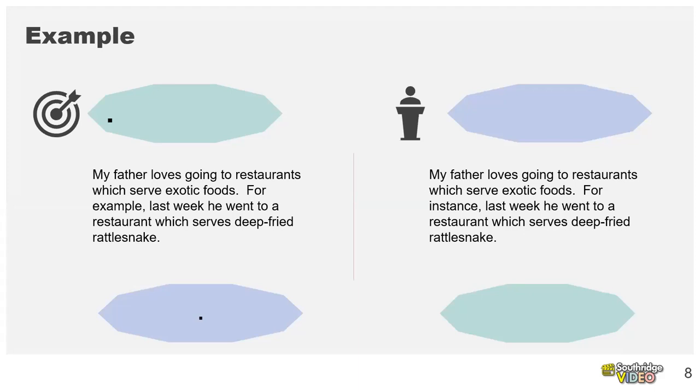Okay, here is an example. My father loves going to restaurants which serve exotic foods. Full stop. Nah ini full stop. Ini satu kalimat. For example, and then we're using for example here. For example, comma, last week he went to the restaurant which served deep fried rattlesnake. Oh my God. Ya, contohnya, last week he went to the restaurant which served deep fried rattlesnake.